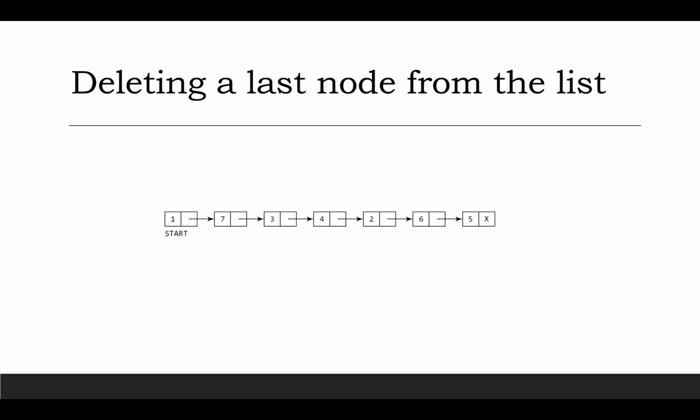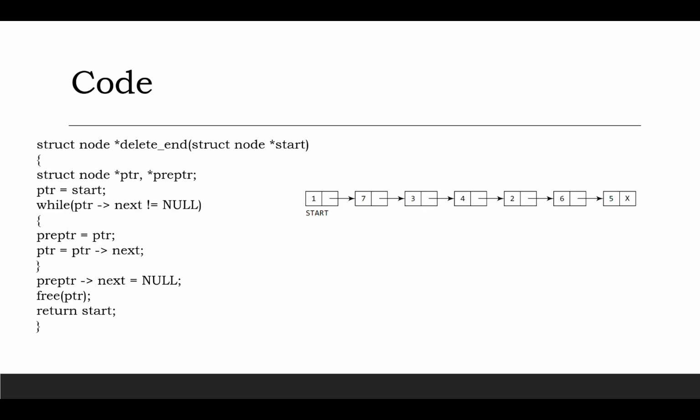Here we have to use one condition: ptr->next is not equal to NULL. Why are we using this condition? We have to know which is the last node, that is, we need to find the last node. Only after finding the last node can we delete it. So by using this condition we check for the last node, and once we find it, we remove that particular node using the free function. So we will see the code.